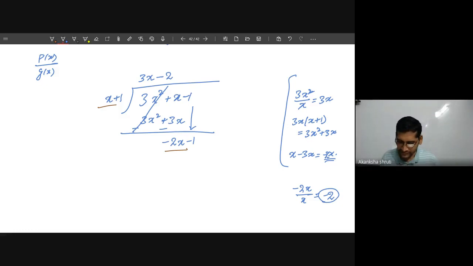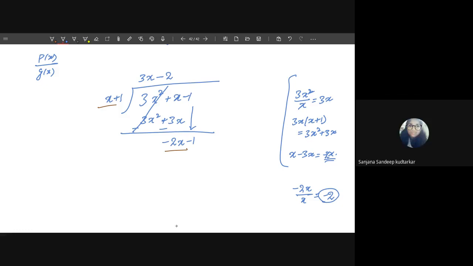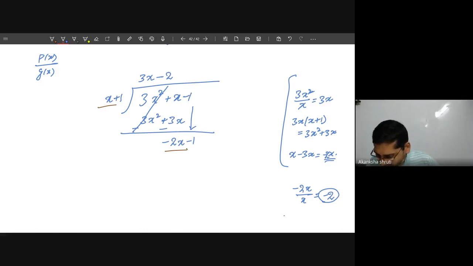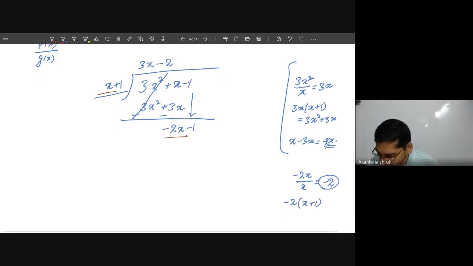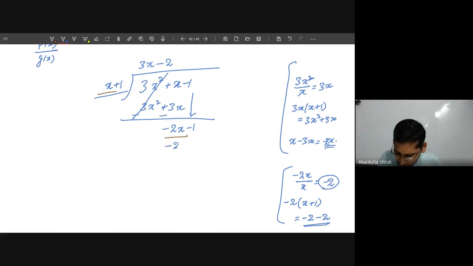Sir, I got 3x minus 2. Okay, just wait, so let the others understand. So this minus 2 now has to be multiplied with the entire divisor, which is x plus 1. So this becomes minus 2x minus 2. Okay, student? So this is our second step. That minus 2x minus 2 you have to write here.